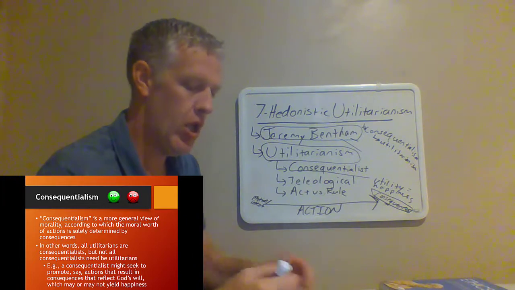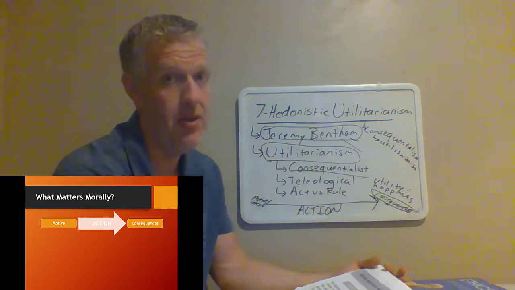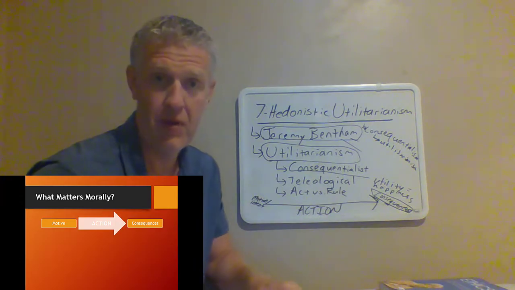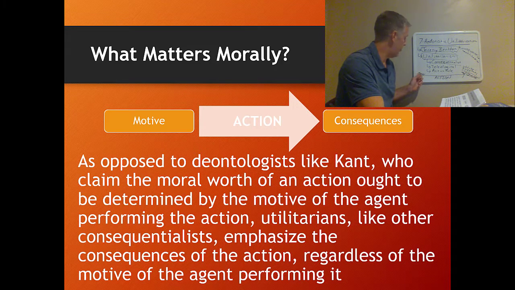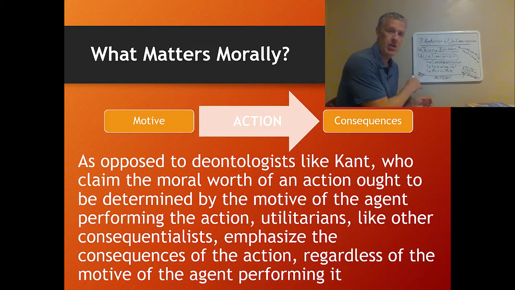As opposed to someone like Kant or the deontologists I mentioned, we're going to constantly be reflecting on deontology indirectly throughout these lectures on utilitarianism. The deontologists like Kant suggest the moral worth of an action rests upon the intent or motive of the agent. What matters morally for Kant is what the person doing the action had in mind before they did the action. Utilitarians, like other consequentialists, emphasize the consequences of the action regardless of the motive or intention of the person engaging in the action.